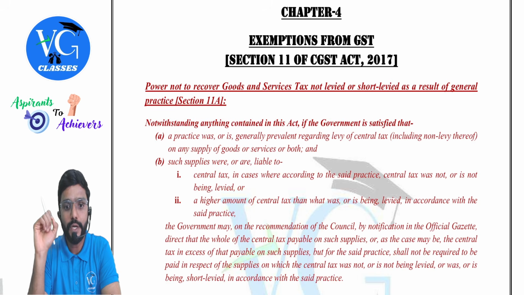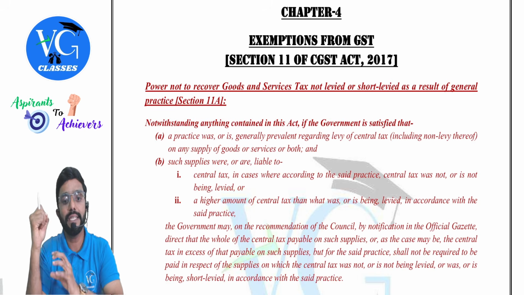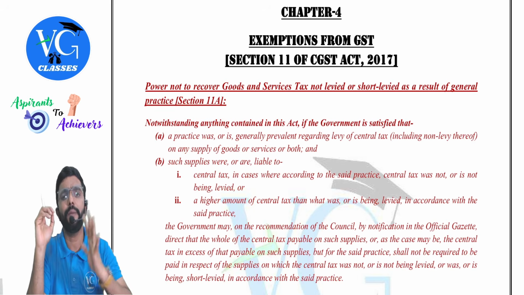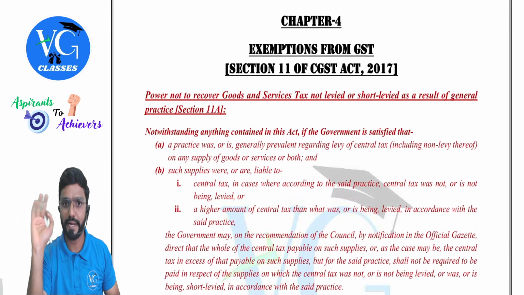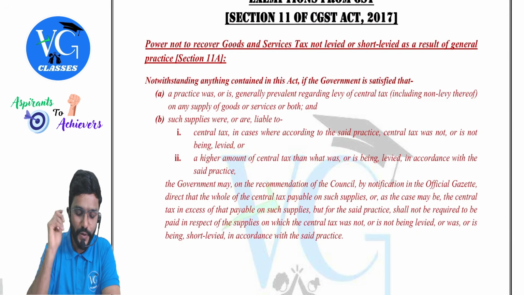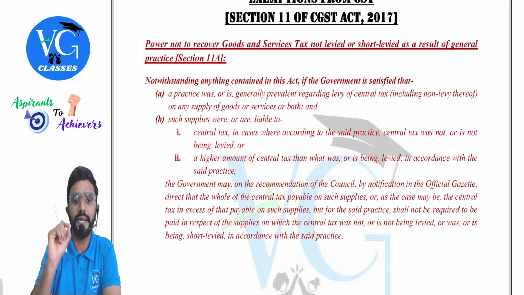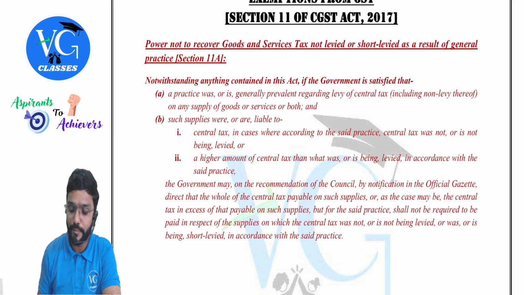Power not to recover goods and service tax not levied or short levied as a result of general practice or common practice in the industry. Section 11A, which is a completely new section added. So the complete content I have given in red color, guys. Notwithstanding anything contained in this Act, if the government is satisfied that, okay, who has that power now?